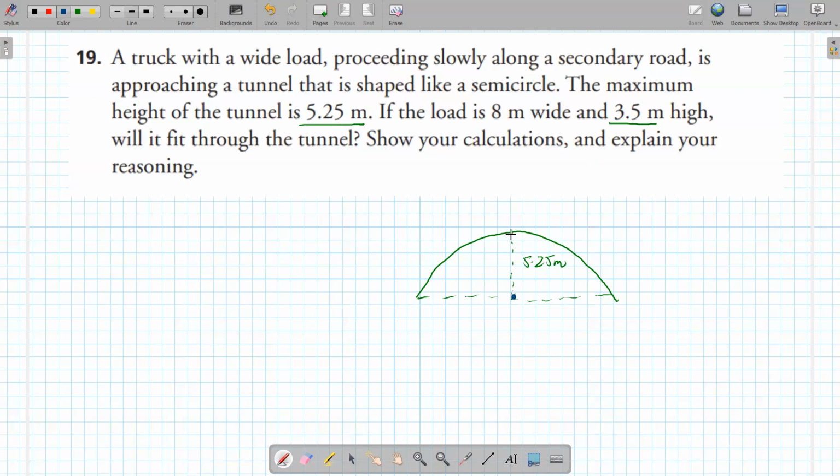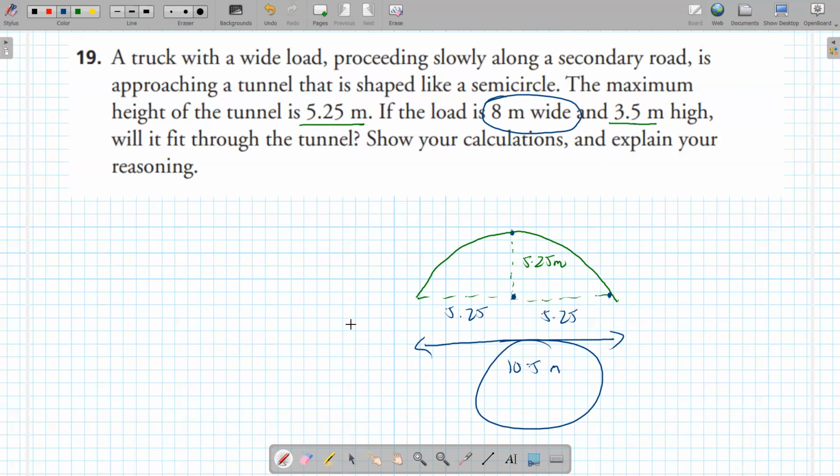What is the distance from here to here called? The radius, right? So the radius is 5.25 this way. What about from here to here? That's also the radius. So this is 5.25, and from here to here, this is also 5.25. So what's the width of the tunnel? 10.5. Yeah, 10.5. So we're good. This is going to fit because 10.5 is good enough for 8 meters wide, and 3.5 is good enough for 5.25. And we're done. So yes, it does go through the tunnel.